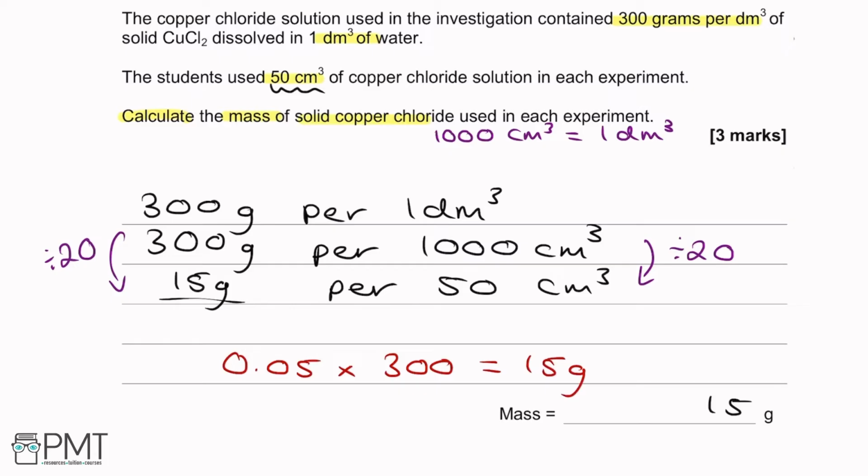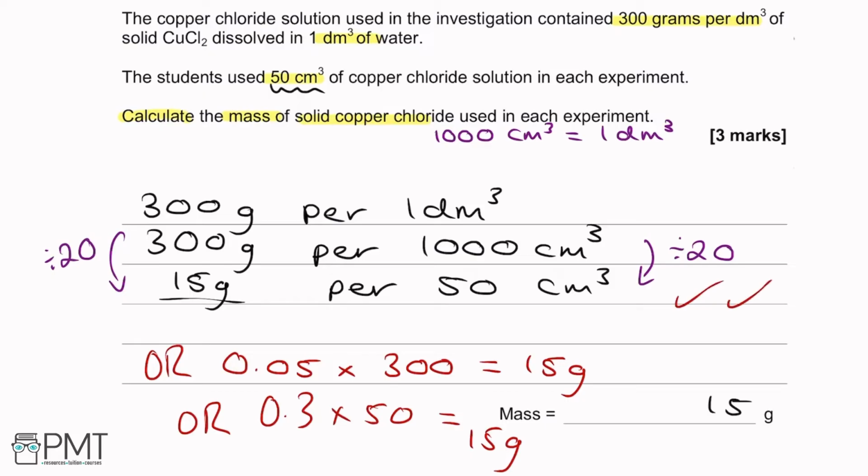Or you could have converted the 300 grams into 0.3 and then times that by 50, again giving you 15 grams. Okay, so they're just 2 different ways that you could have done it, but this way that I've shown is perfectly fine for 3 marks. Okay, so you get 2 method marks and 1 mark for a correct final answer.